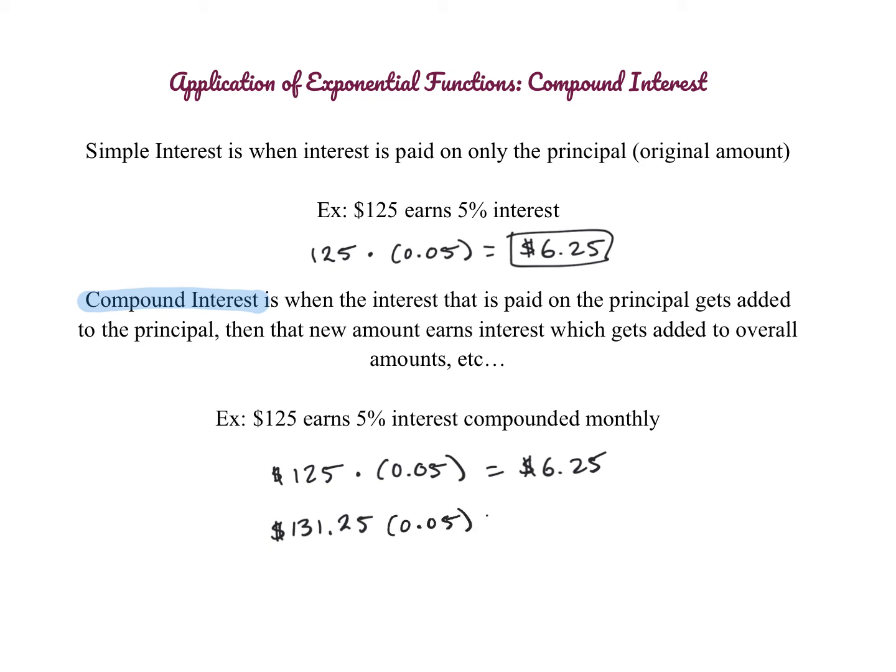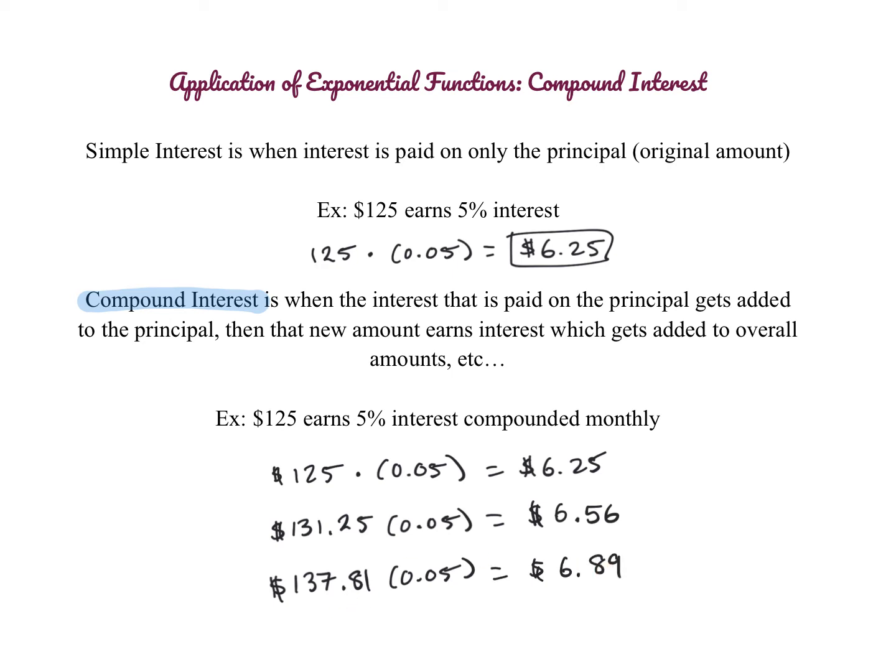times 0.05 to see what your new interest payment is. So this time you're earning about $6.56 in interest. So then you take that interest, you add it into your account. So now your account has $137.81. So the next time your bank pays you interest, the next month, again, you're not earning interest on $125 or 131.25. Now you're earning interest on the 137.81. So the interest that you earn that month would be $6.89 about. And then that would get added.